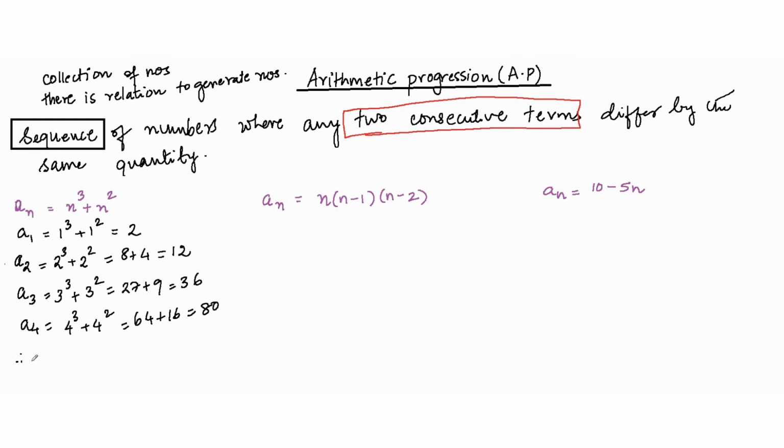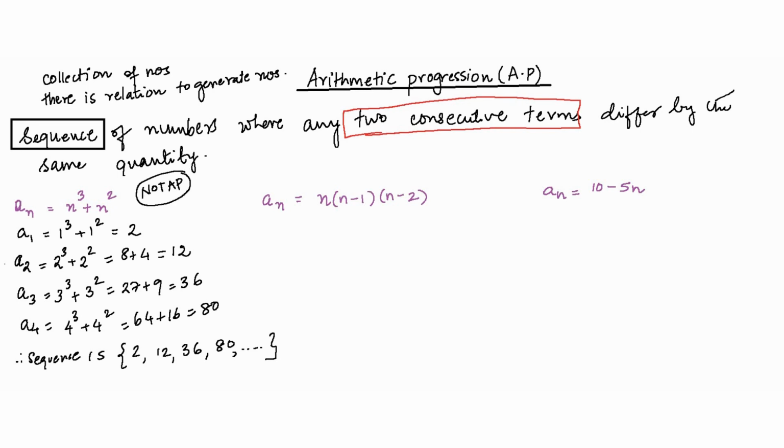So therefore the sequence is: the first term is 2, the next term is 12, the third term is 36, and then you have 80, and this goes on. You will notice that the difference between the two terms is not constant, therefore it is not an AP, right? This is not an AP.